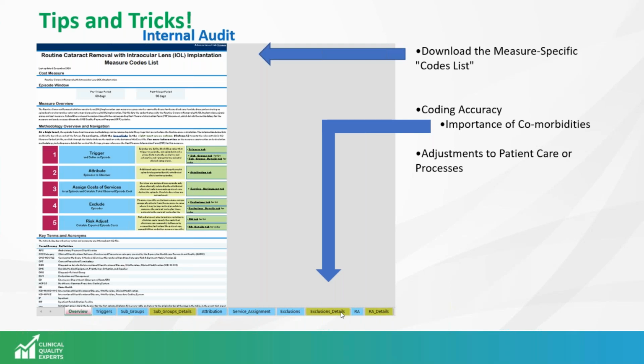So based on your analysis, when you're looking at your patient list in conjunction with this measure codes list, you may decide to make adjustments to your patient care or clinical processes. For example, for this measure, strongly consider performing a cataract evaluation within the 60-day window prior to cataract surgery. As we saw in our case study, that way comorbidities such as diabetic retinopathy that are coded during the exam will exclude patients from unnecessarily contributing to a lower cost performance score.